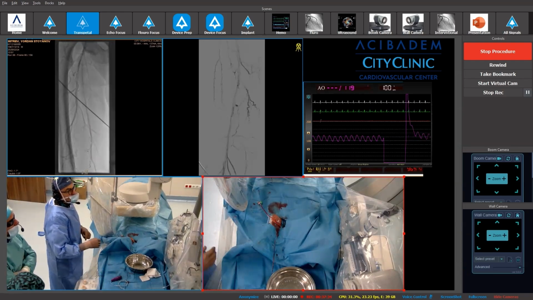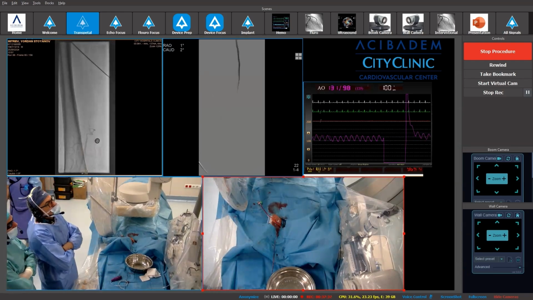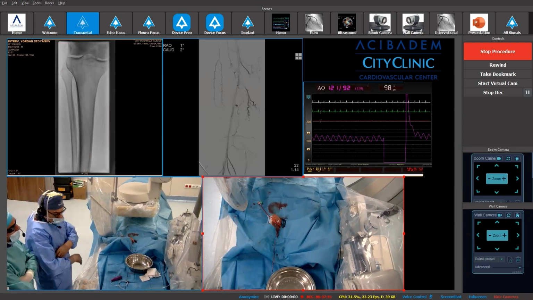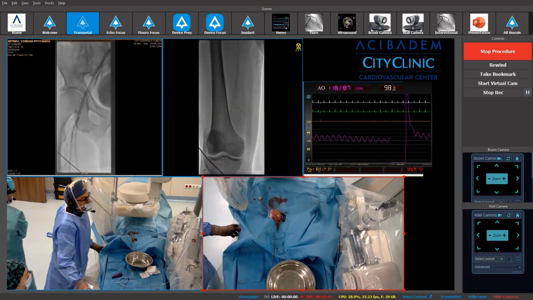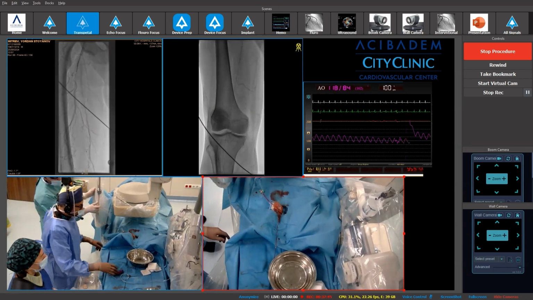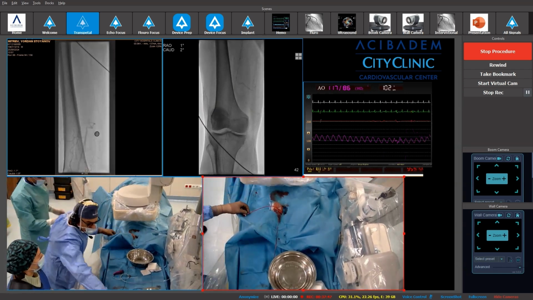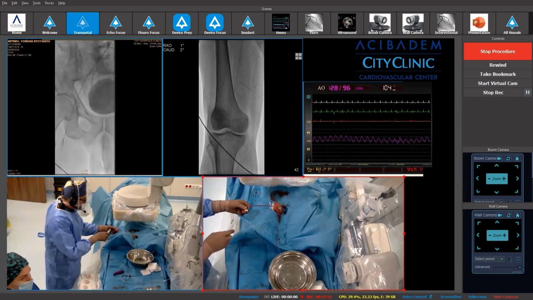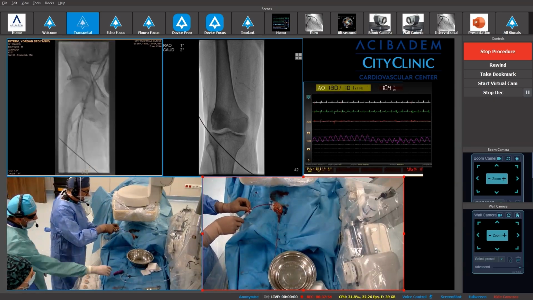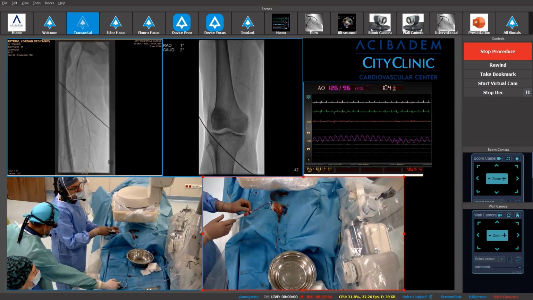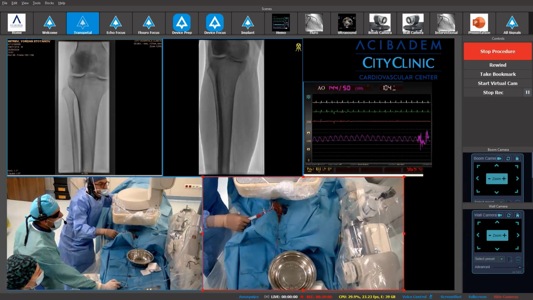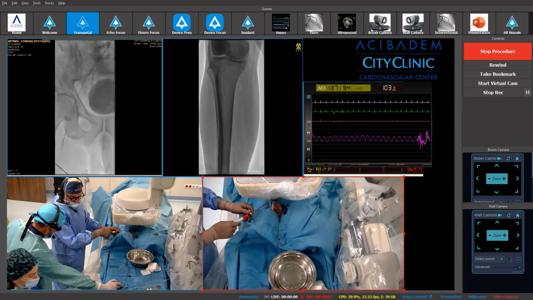I think it's not bad. The flow is fast, and we are going to make a final injection on the level of the foot with the same trick, creating flow through the sheath in the posterior tibial. We are going to remove the tubing.